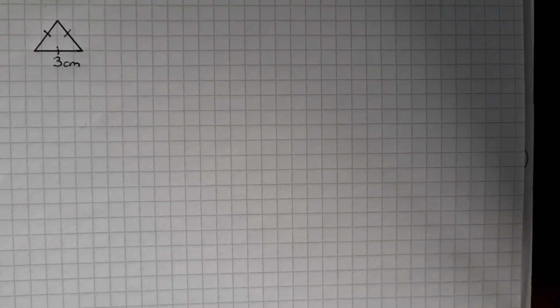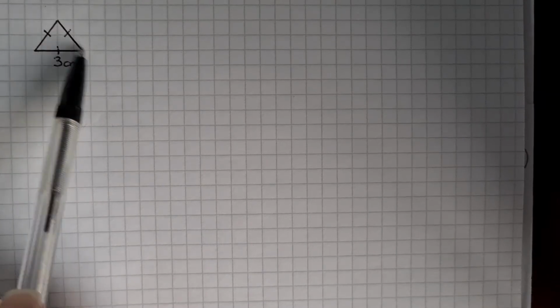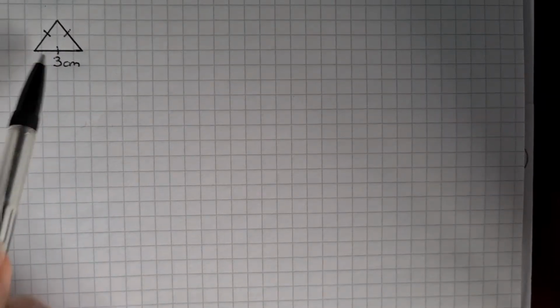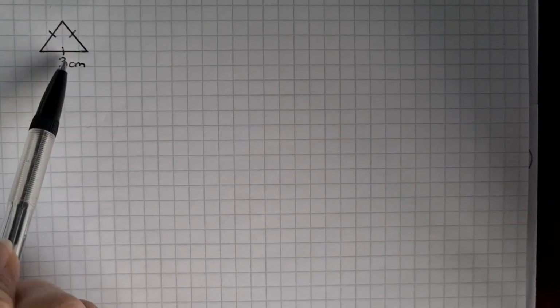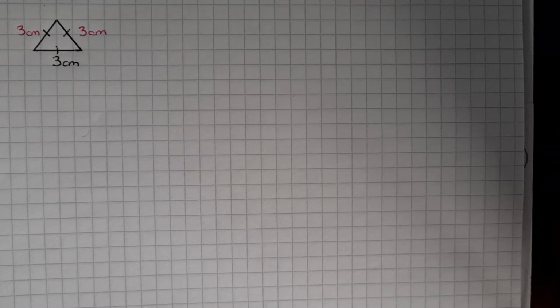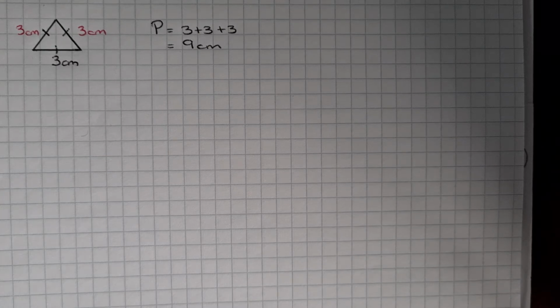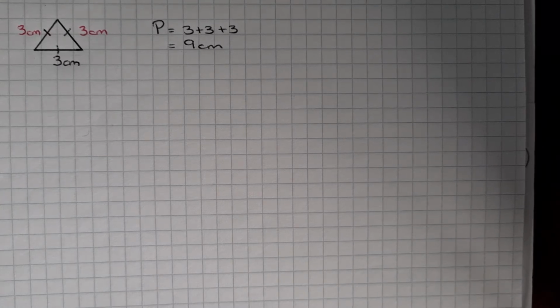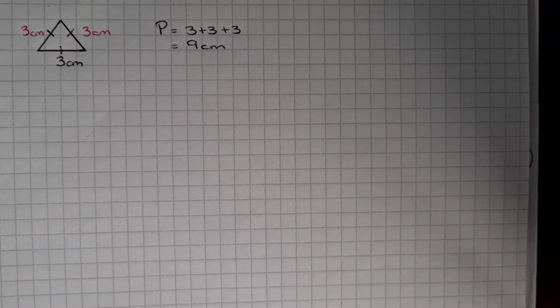If you have an equilateral triangle, what that means is all the sides of the triangle are the same. So if you know one of the sides, then that means that all of the sides are the same length as that one. And then again, you just add them all together. Or, since it's a triangle, you could multiply it by 3, since triangles have 3 sides. So the perimeter of that one is 9 centimeters. That should help with question 4 on the worksheet.